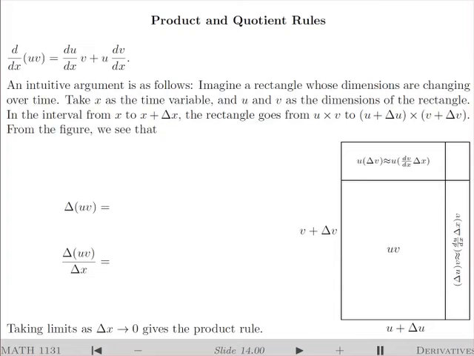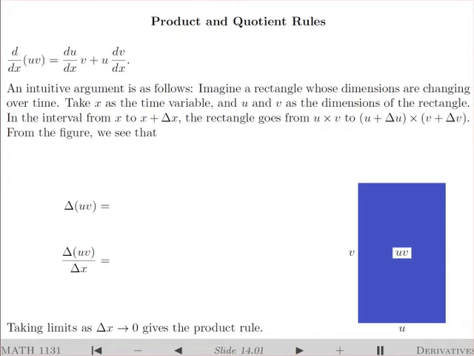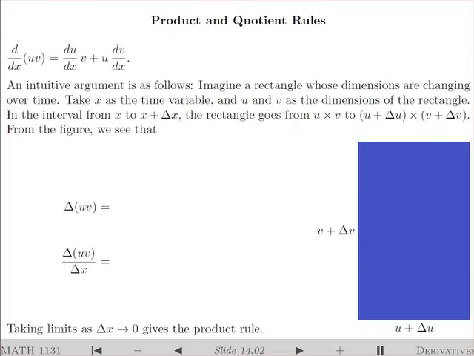So let's imagine a rectangle which is growing over time. X will be time, u is the width, and v is the length or the height in this picture. So we start with some rectangle at some position. A short moment later, the rectangle has grown wider and taller. And we want to look at the rate of this increase. So we want to know how much the area has increased first and then calculate the rate.